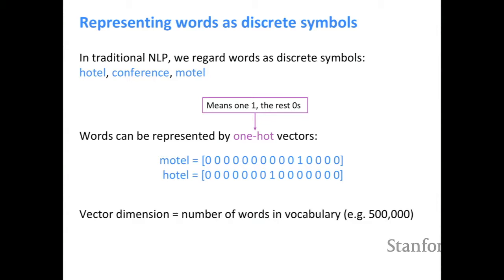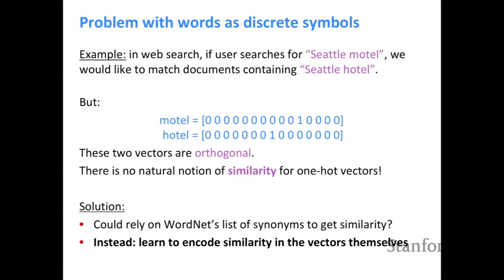Usually you'll have more like 500,000 words in such a vocabulary. And hotel would be this vector. And you can kind of see now that, well, if you wanted to look at the similarity between these two words, there is no similarity between them. But ideally, when you actually do a web search, for instance, you would know that Seattle motel and Seattle hotel should probably give similar results. So we can say that these are essentially orthogonal. The inner product is 0. And there's essentially no natural notion of similarity for these one-hot vectors.